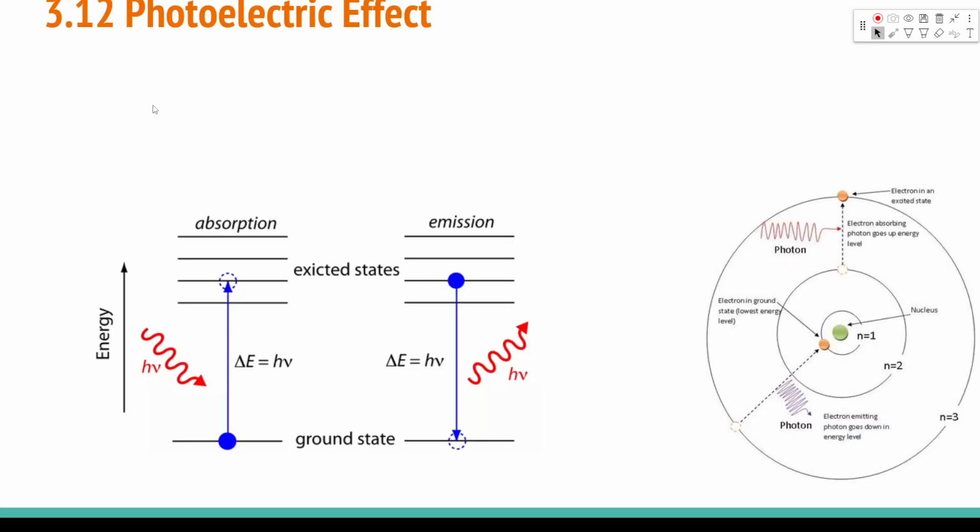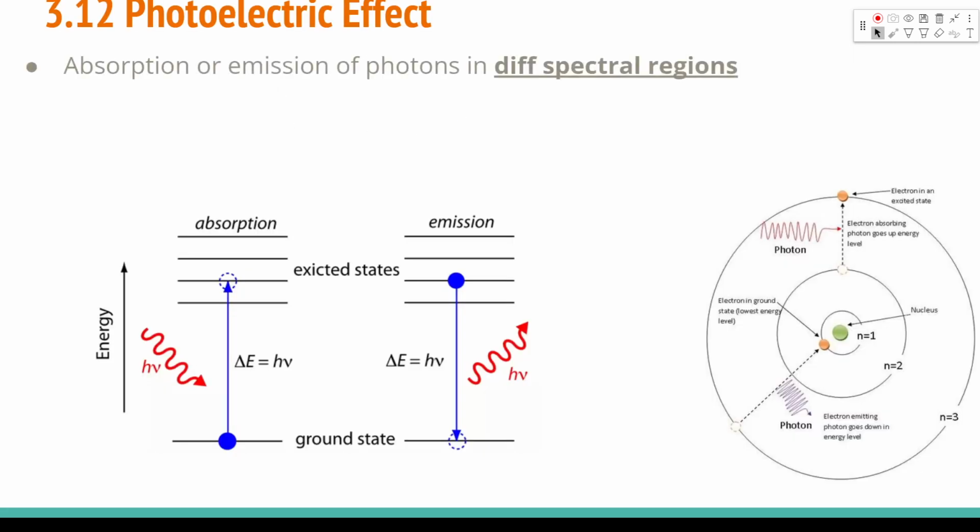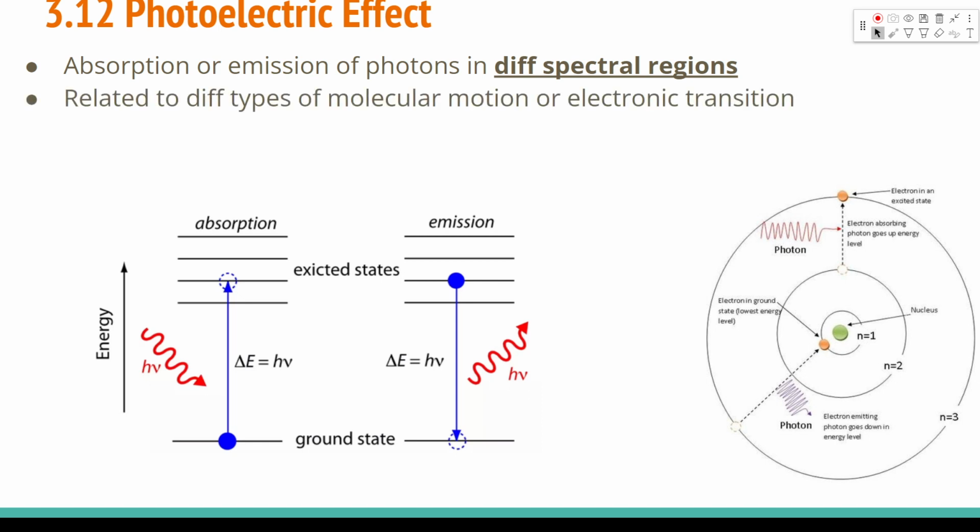So, photoelectric effect. What the heck is it? We're seeing the photons absorb or emit in different spectral regions, so different areas, essentially. And this relates to the things mentioned in 311, where you are seeing the different types of molecular motion, like the vibrational or the rotational, or we're seeing the electronic transitions that we learned earlier, the electrons moving from one energy level to another.